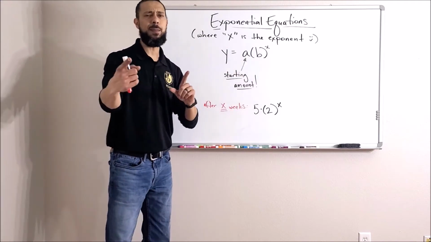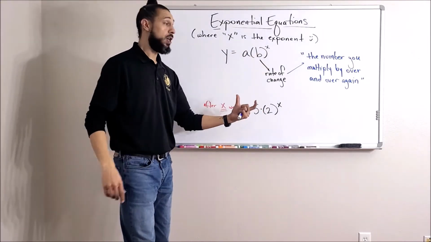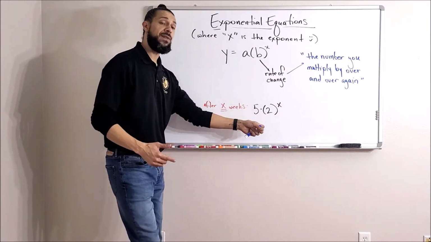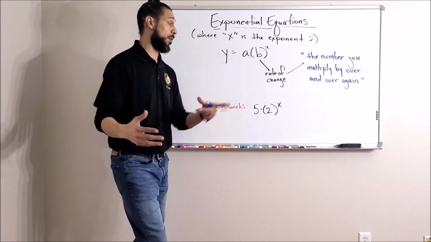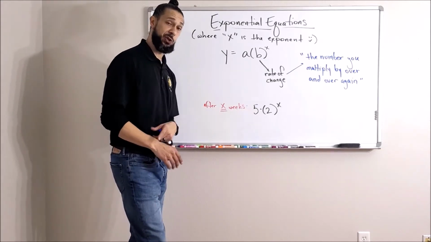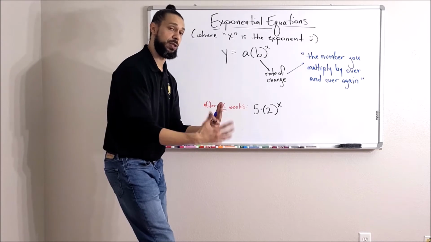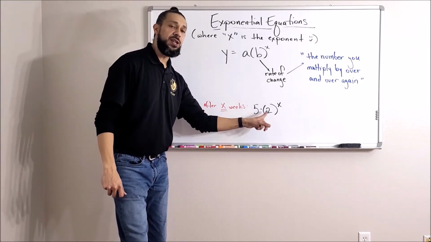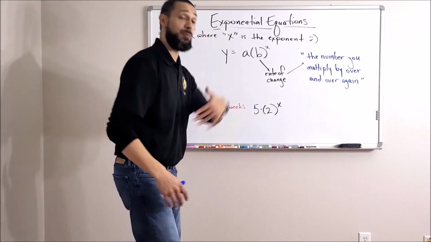So let's talk a little bit more about that rate of change. Bang. So that rate of change is the number you multiply by over and over and over again. When I was doubling my followers, I was multiplying by 2 over and over and over again. Every week I would multiply by 2. Next week, multiply by 2. Next week, multiply by 2. That was my rate of change. That's what I multiply by every single time. Okay, good.